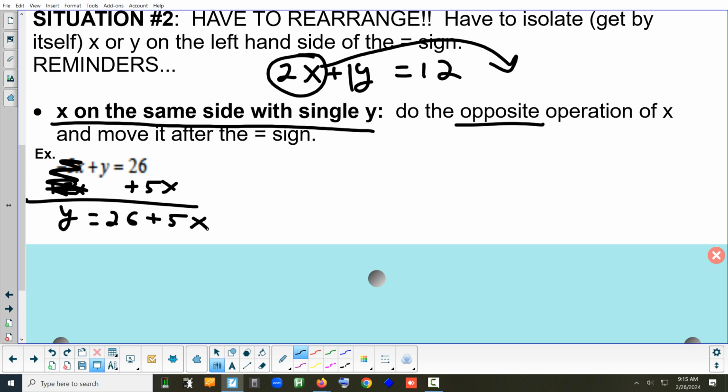plus 5x. Now, I know normally when we do y equals mx plus b, we put the number with the letter first. We put the plus 26 at the end. When you're doing substitution, that doesn't matter. The only thing you have to do is get a letter by itself. Okay, any questions on how we move that 5x to the other side?